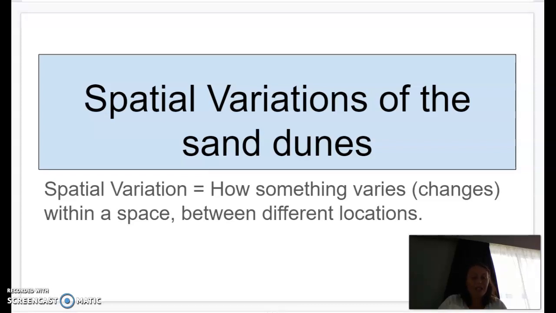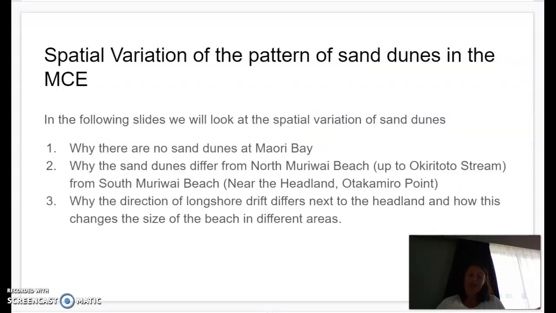So let's go down to the next slide if I can. Coolio. So this is what we're going to be looking at today, which is exactly what I've just said already. Why there are no sand dunes at Mouldy Bay, why the dunes are different in the north of Muriwai Beach, up near Okiritoto Stream, and why they're different in the south, down by Otakamiro Point, and what's happening to the longshore drift, and how does that have an impact on the sandy beach? Because remember, when we looked at temporal variations, we also looked at the sandy beach.